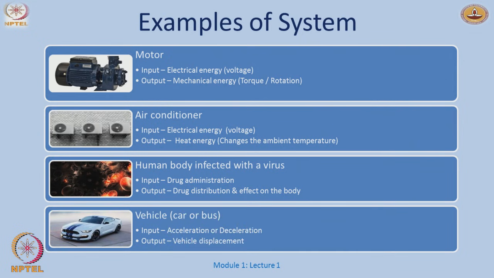And another not very surprising example is that of a car, where the input could be some kind of signal which generates acceleration, and the output which you could obviously see is the vehicle displacement.